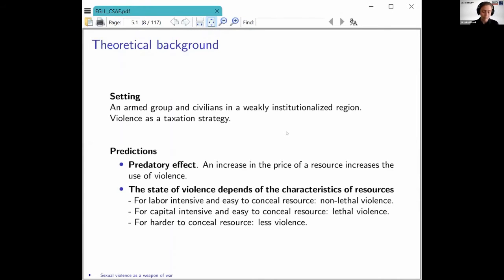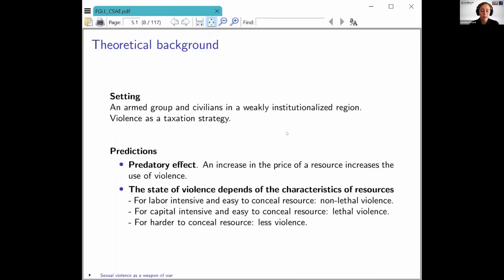Moreover, next to this labor intensity of the resource, we also consider the concealability of the resource, which is the extent to which it is easy or not for a civilian population to hide away the resources that are being produced from taxation. And here, this means that as an armed group, if you want to tax the resource, you will have to exert more effort and more violence over the population. So our main prediction is this idea that labor-intensive and easy to conceal resources should lead to non-lethal violence. Why is this our main prediction? Because, based on the evidence available on sexual violence, conflict time sexual violence is overwhelmingly a non-lethal form of violence.